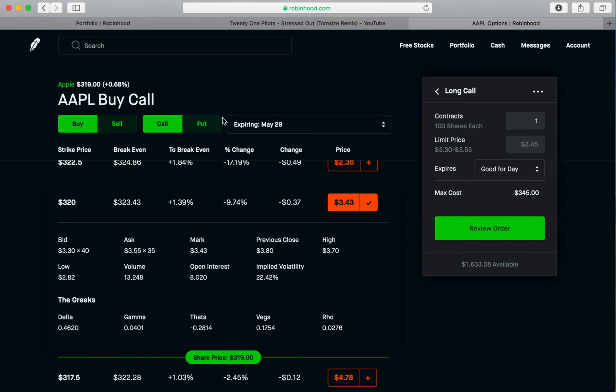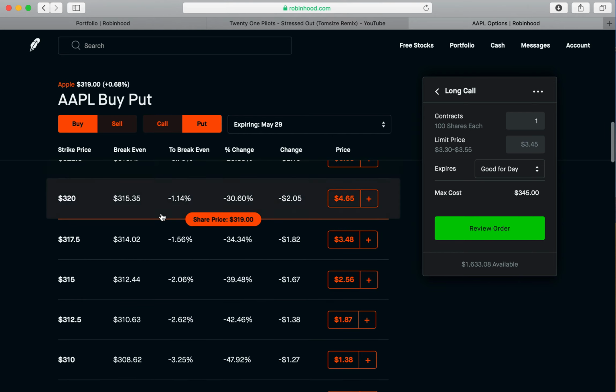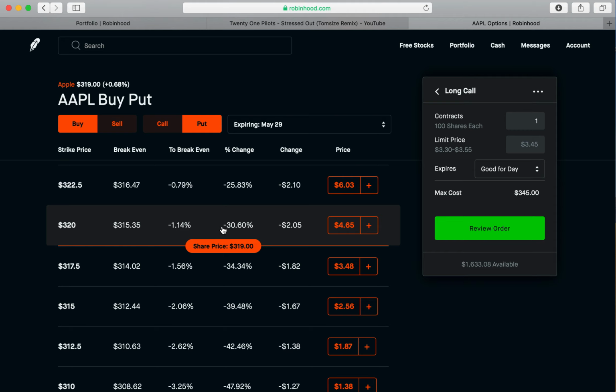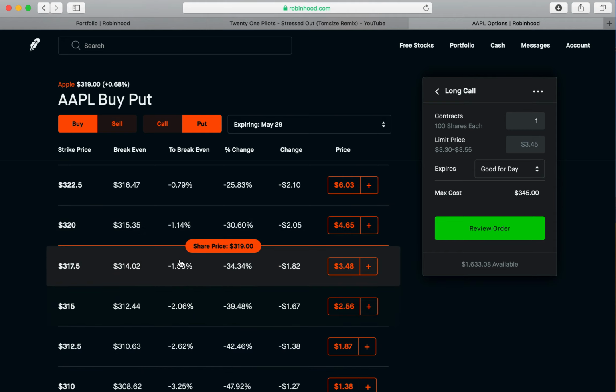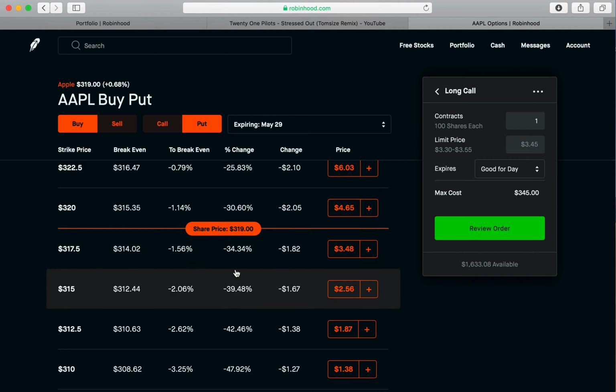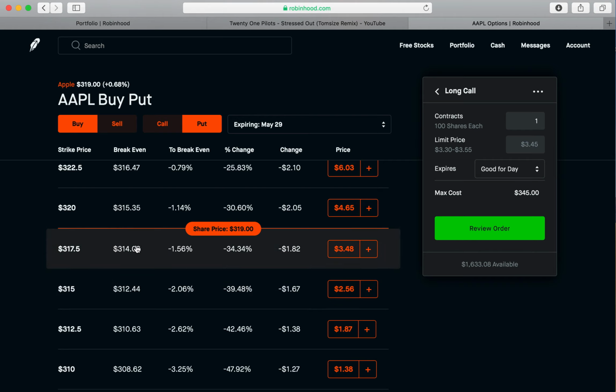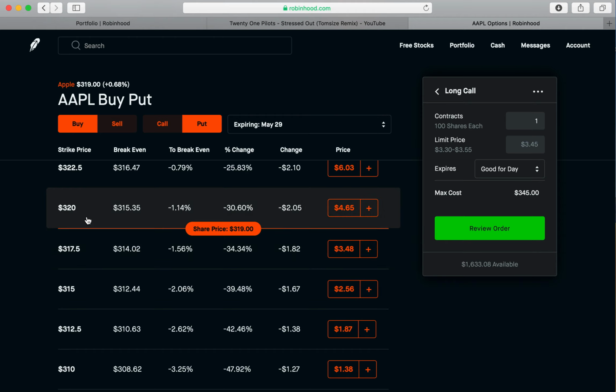So now let's go ahead and look at the opposite trade, a put option. A put option basically means that you want the stock price to go down. You think it's going to go lower. So what can you do? It's basically the same principle as a call. If you just want to short Apple, it would cost a lot more. It would cost close to, like I said, $32,000.